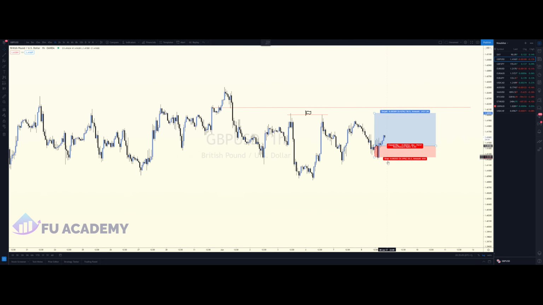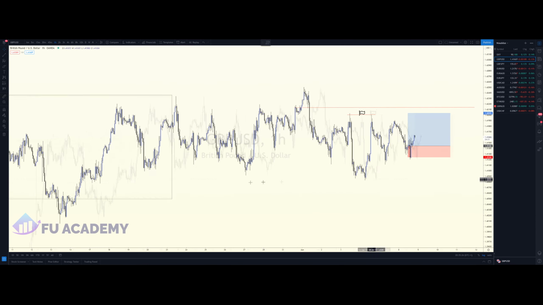We could have gotten price to break down below right here, get our break of structure, then eventually come back up here, confirming our distribution to the downside. Or we could just take a short-term lower time frame setup straight from here after the liquidity grab above this equal high right here, fill the imbalance, touch the IC on the 8-hour, and then drop. We could then look for these lows to be cleared down here.